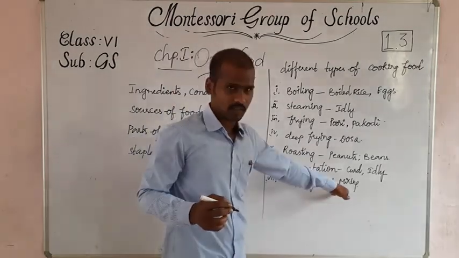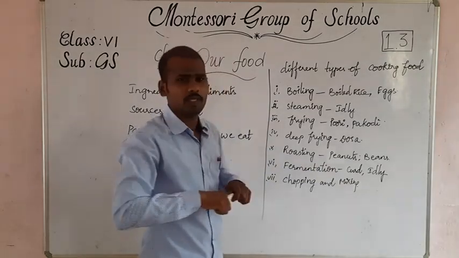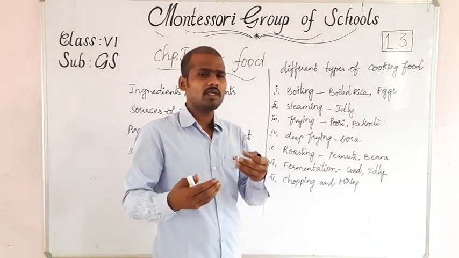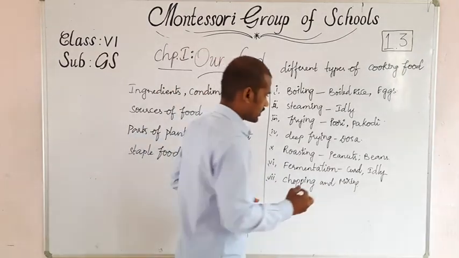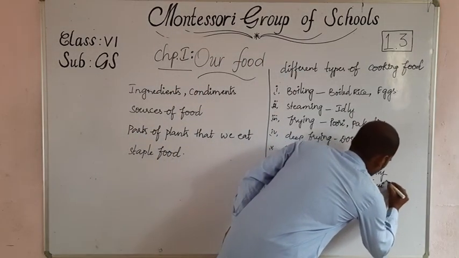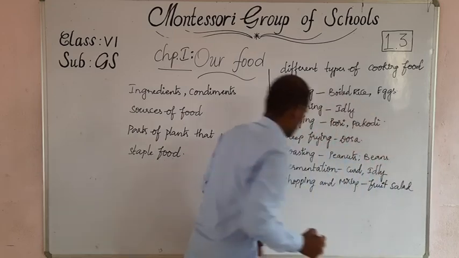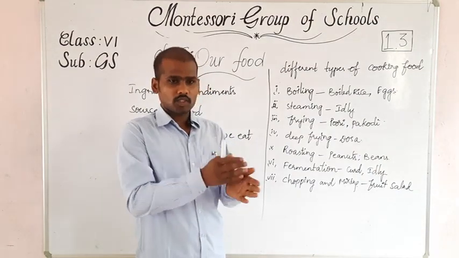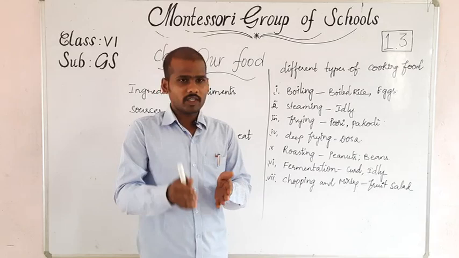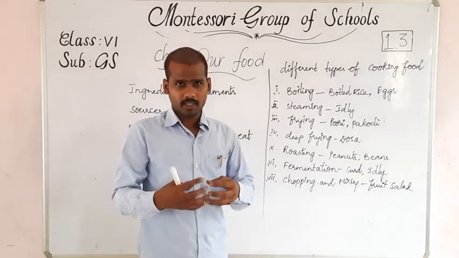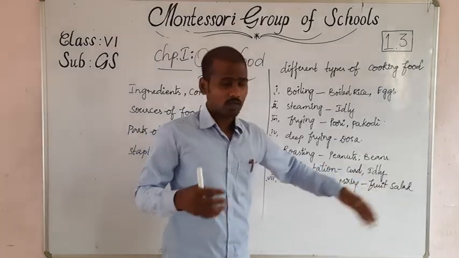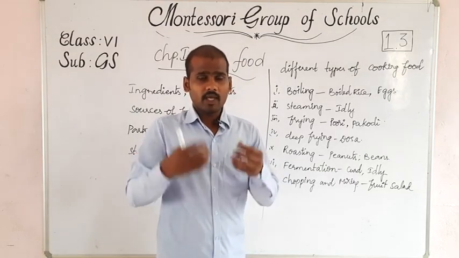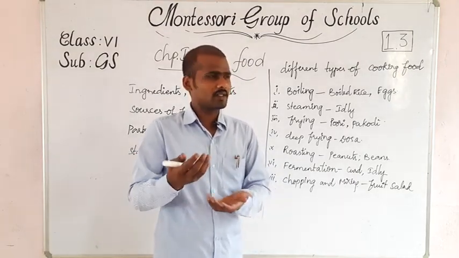Next, chopping and mixing. Chopping and mixing is very simple. We can cut different types of food items and mix them, and then it can be eaten. For example, fruit salad. Also, in the preparation of any vegetable curry, we chop all the vegetables, onions and so on, and combine them. And in salad, we chop different types of fruit items and mix them, and then it is very easy and edible to eat.